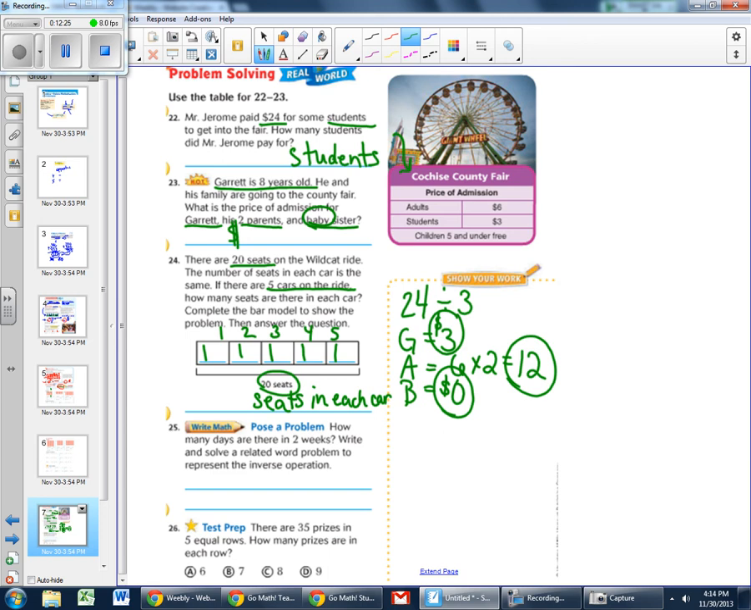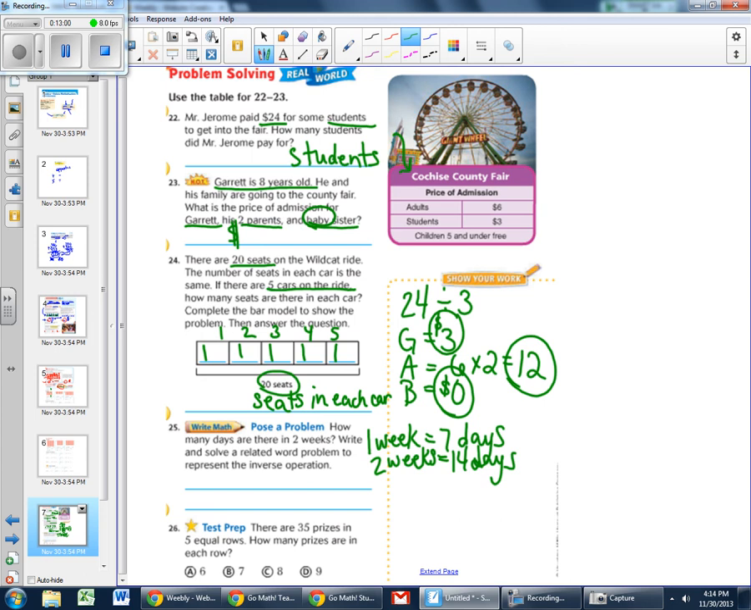Looking at the next one, pose a problem. So again, it wants you to be the writer of the problem now. How many days are there in 2 weeks? Write and solve a related word problem to represent the inverse operation. So we know that how many days are in 1 week equals 7 days. So it wants 2 weeks. So you're doubling your 7, which is 14 days. Okay. And then it wants you to write it into a problem. How many weeks are 14 days would be a real easy one to write with.